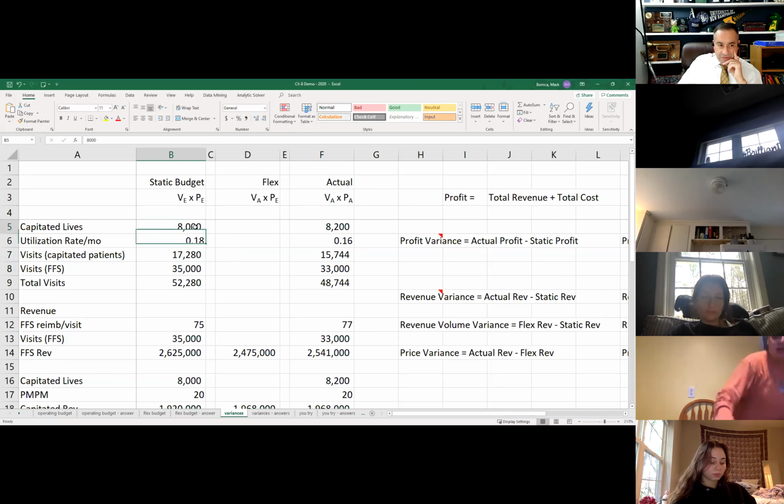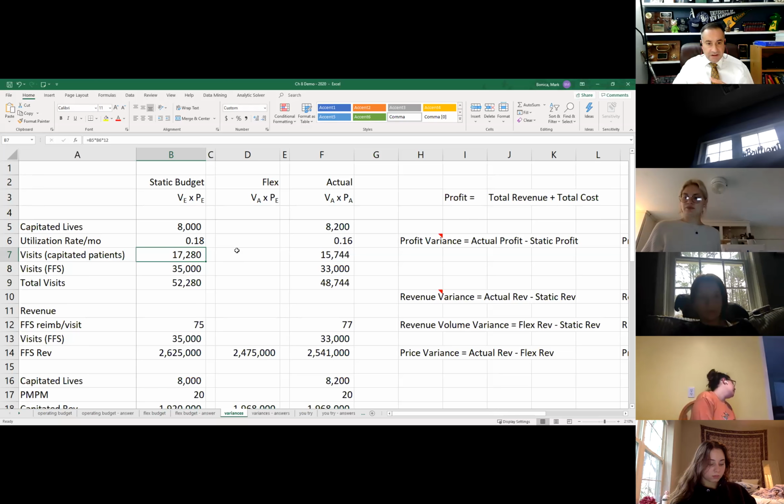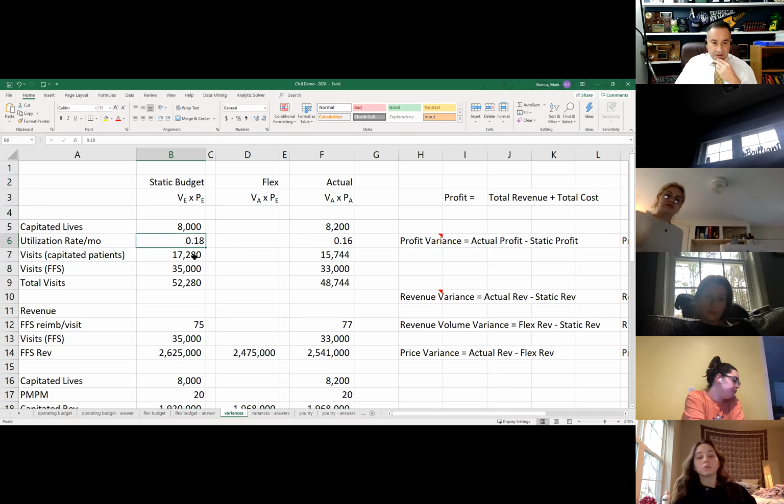I might expect you to calculate that, but you should know the relationship for capitated lives. Under capitation, there is this relationship between the number of lives and the utilization rate, and then of course it could be given to you in a monthly amount. You also need to remember it's probably going to be a per member per month rate, which we get into down below.